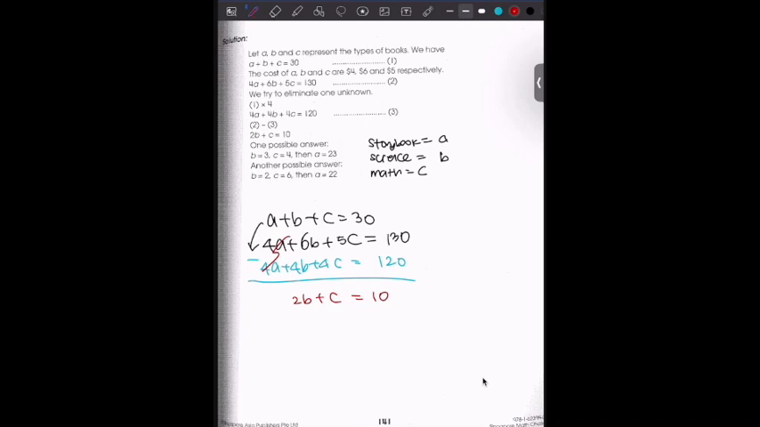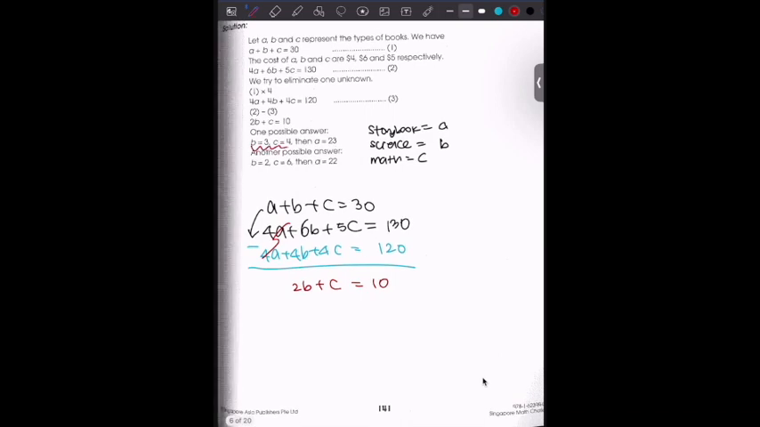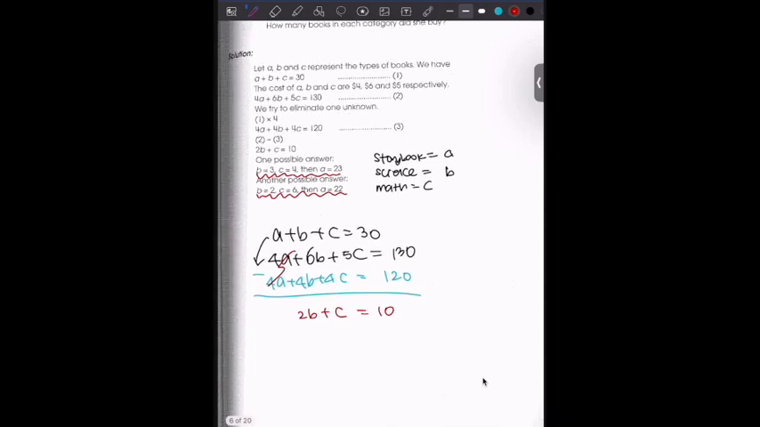And since 2B plus C equals 10, one possible answer is B equals 3, C equals 4, and A equals 23. Or another possible answer is B equals 2, C equals 6, and A equals 22. So this gives us two solutions.